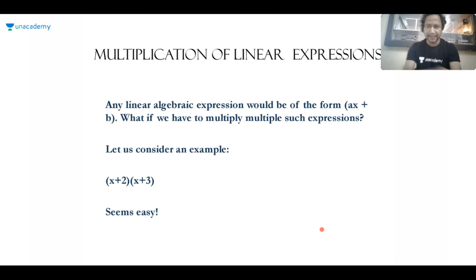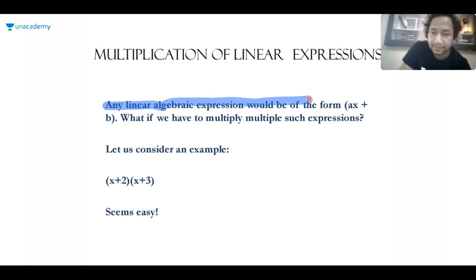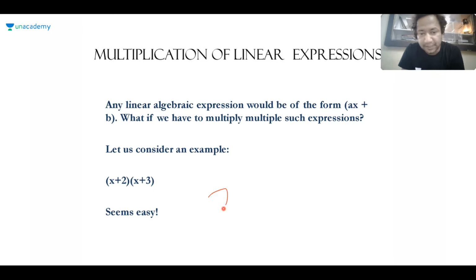So here is the first technique, multiplication of linear expressions. First of all, let us understand what linear expressions are. Any linear algebraic expression would be of the form ax plus b. Here, a is the coefficient of x, and b is the constant term. For example, in 2x plus 3, 2 is the coefficient of x and 3 is the constant term. So this is the general form of any linear expression in one variable.